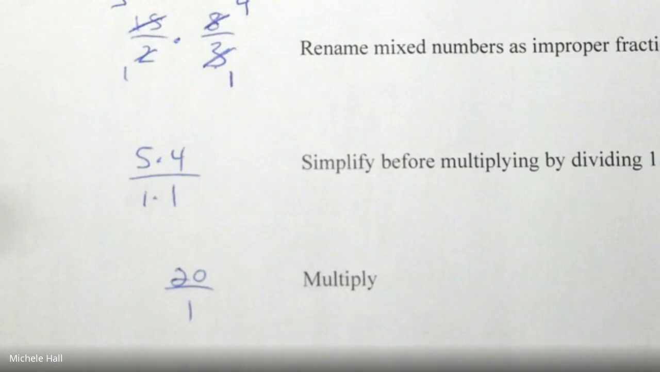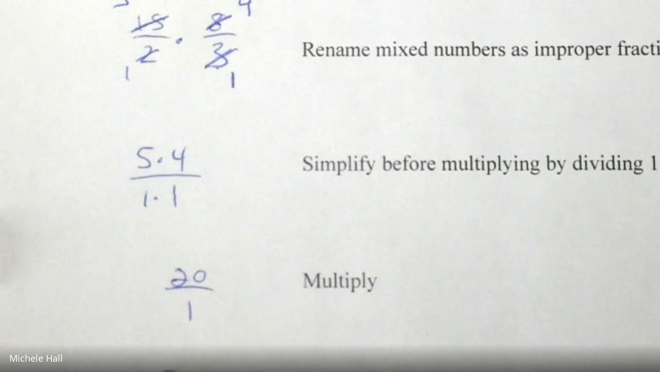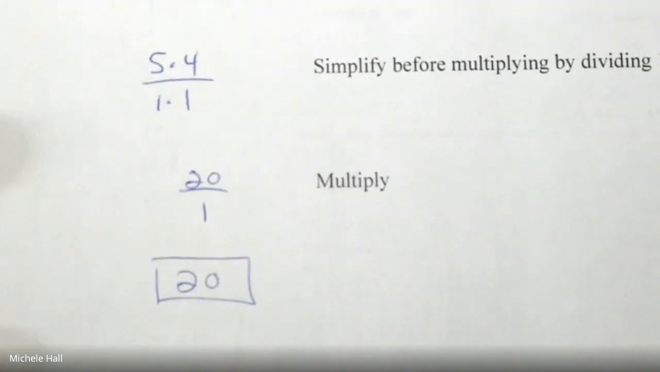Is that how I leave my final answer, Atwood? No. Now, what is the final answer? I want to make sure it's reduced all the way down. And 20 over 1 is just 20. 20 divided by 1 is 20. So I want to make sure that I leave a final answer fully reduced if it's possible.